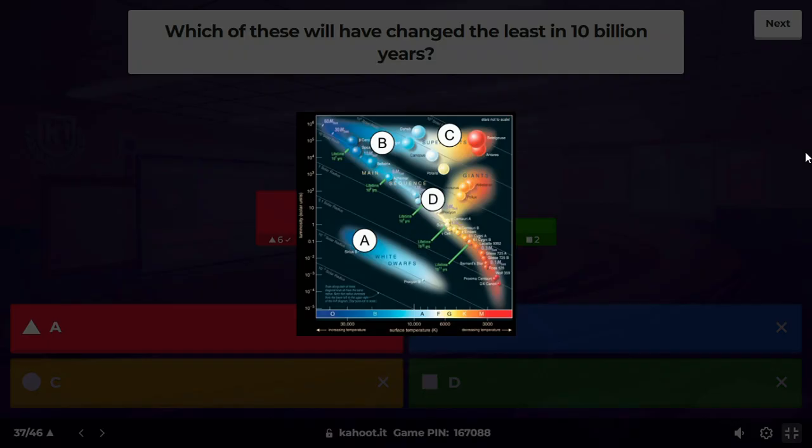Remember, as you go up the main sequence, your lifetime is getting shorter. So B and C have already evolved off the main sequence, so their lifetime is very short. They're in the stages of dying, basically. A is already dead, and so it turns out this one is not going to evolve very much. So A is actually the correct answer.